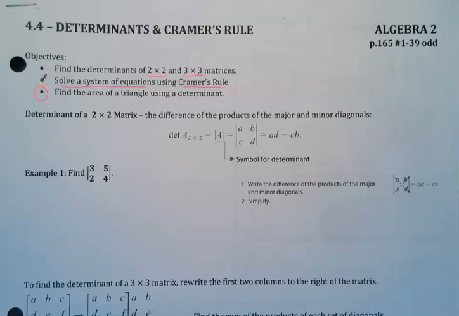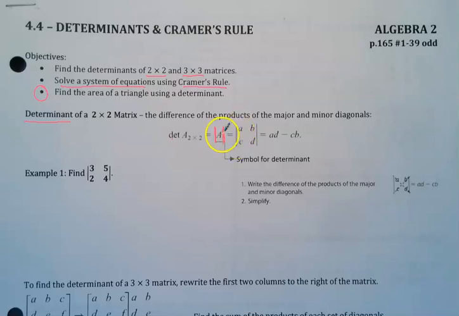All right, so first of all, the determinant of a 2x2 matrix. The determinant is the difference of the products of the major and minor diagonals. Language-wise, this is DET, the determinant of matrix A, which is a 2x2. And this is the symbol for determinant. Notice it looks like the absolute value of A.